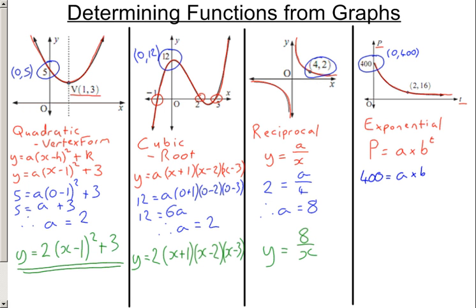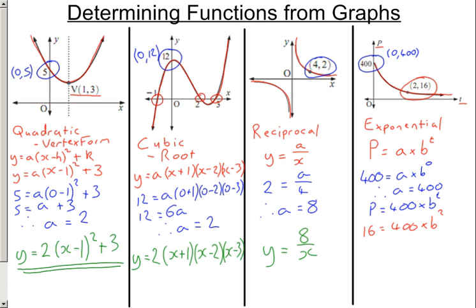times b to the 0. But b to the 0 is just 1. So that tells us that a is equal to 400. So we have p equals 400 times b to the t. Now we have to use the second point, the (2, 16), and substitute that in. And when we do that, this time we get 16 equals 400 times b, and the t-coordinate is 2, so b squared.